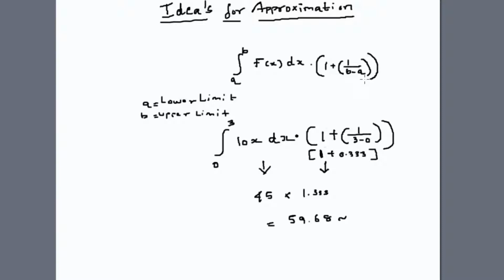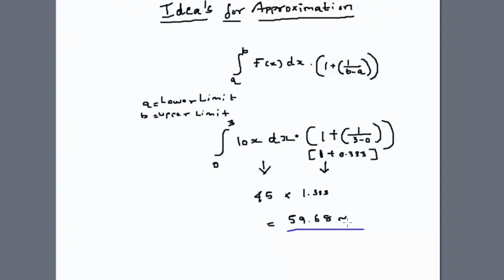What you're doing is adding a percentage of the upper bound minus the lower bound in a factor. If you actually do the math, 1 plus 1 by (3 minus 0) gives you 0.333. If you add it to 1, it's going to give you 1.333. And if you multiply that with the actual 45 answer which you got, you're going to get roughly about 60. So there you go. If you apply the approximation factor, you're going to get your answer.